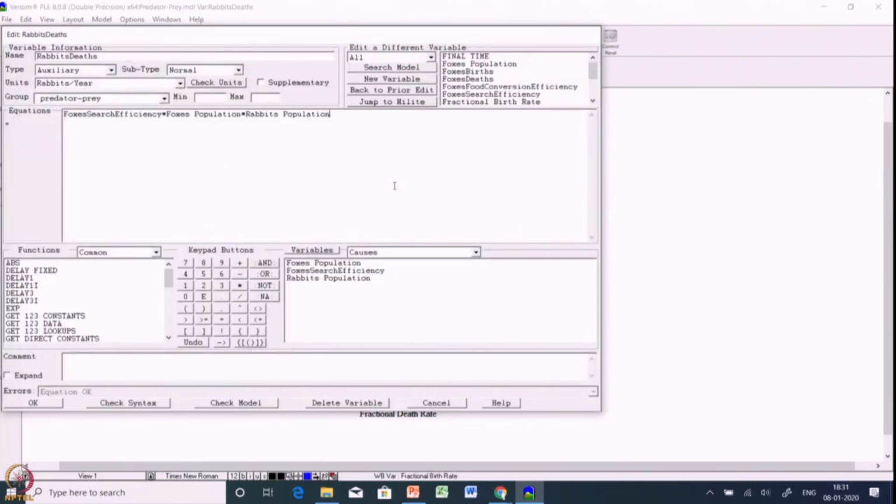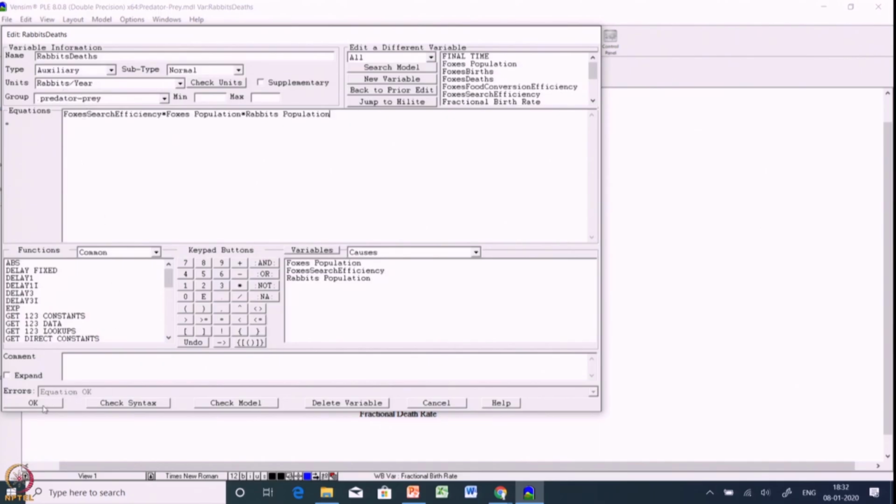Rabbit deaths is given as fox search efficiency multiplied by fox's population multiplied by rabbit population. So, you can see the fox's population is nothing but the total population of foxes, which gives us the total number of rabbits that is going to be hunted by all the population of foxes together. So, that is the rabbit's death rate per year.